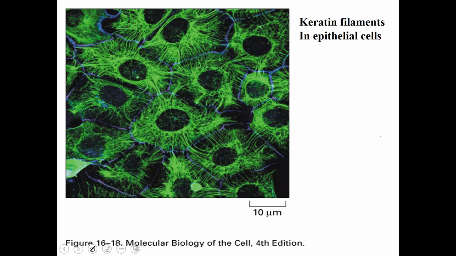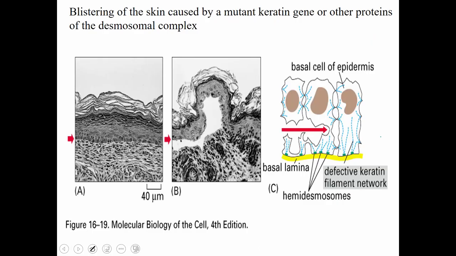Here are keratin filaments in epithelial cells. This is an antibody against keratin filaments, and you can appreciate very nicely that these cells are all connected. At the very cornerstone would be those desmosomal complexes. If that keratin is ripped, or there is a mutation of the other proteins, the cells lift off and you get a blistering. And that's what we showed at the beginning. So you have to understand the molecular components because they lead to diseases.